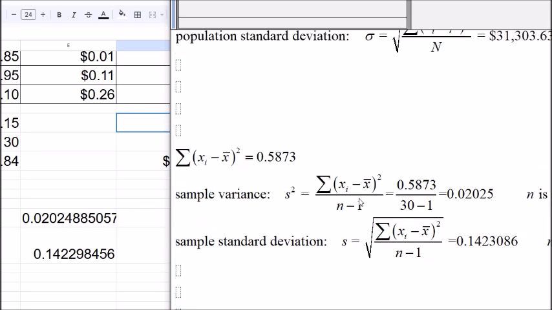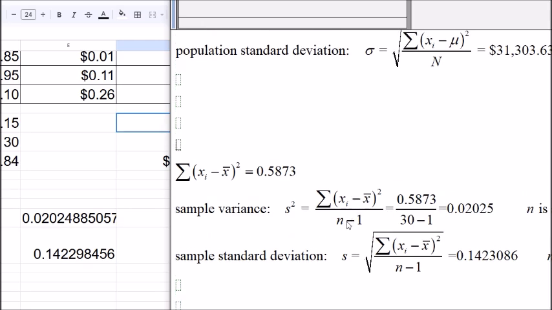And then the question is, how come we don't just divide by the sample size? Why are we dividing by sample size minus 1? What happens is that the sample variance tends to underestimate the population variance. And so we divide by n minus 1 to make this value a little bit larger. And so that's the reason why.